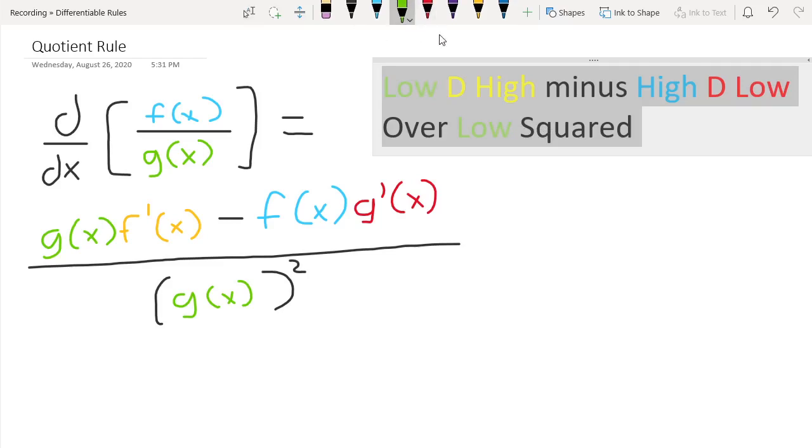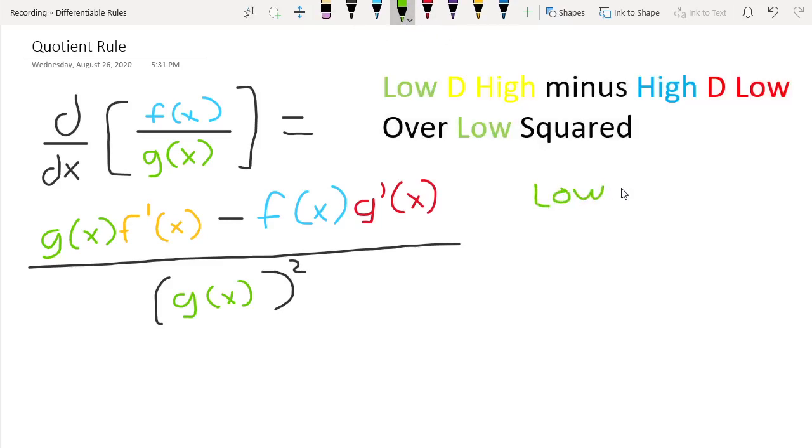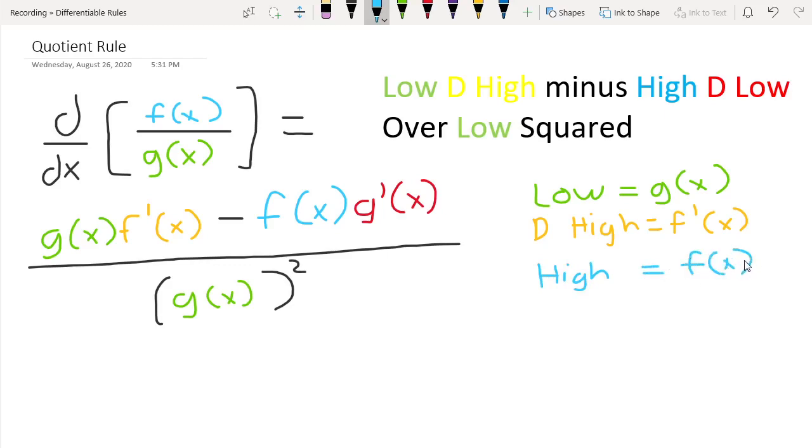So if you couldn't tell already, low is equal to g of x, d high is equal to the derivative of f of x, so f prime of x, high is equal to f of x, and d low is equal to the derivative of g of x, so g prime of x.